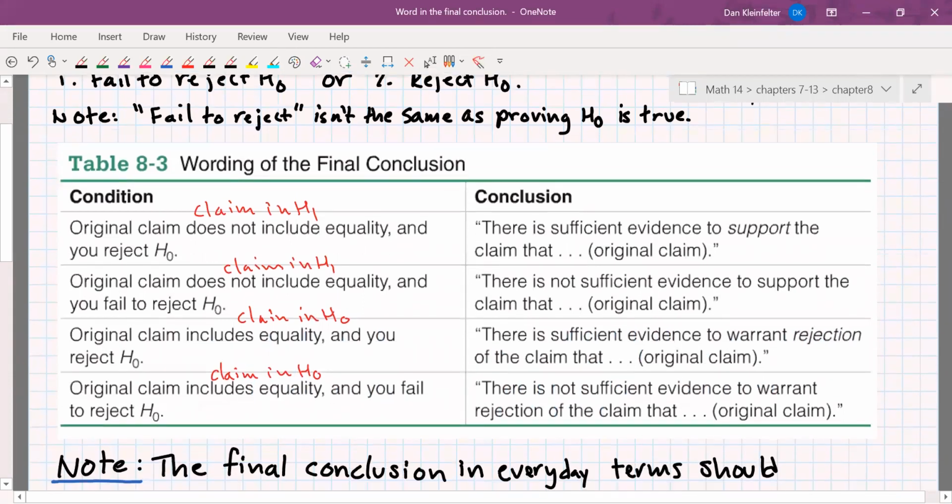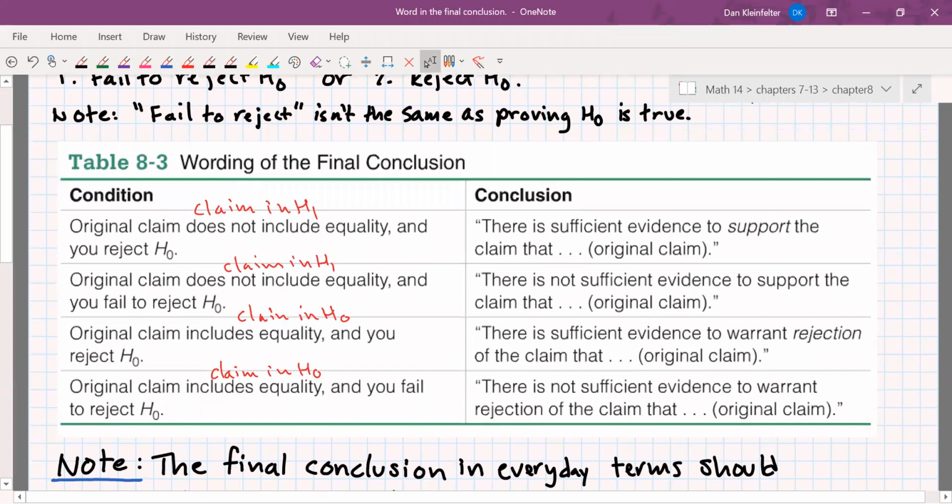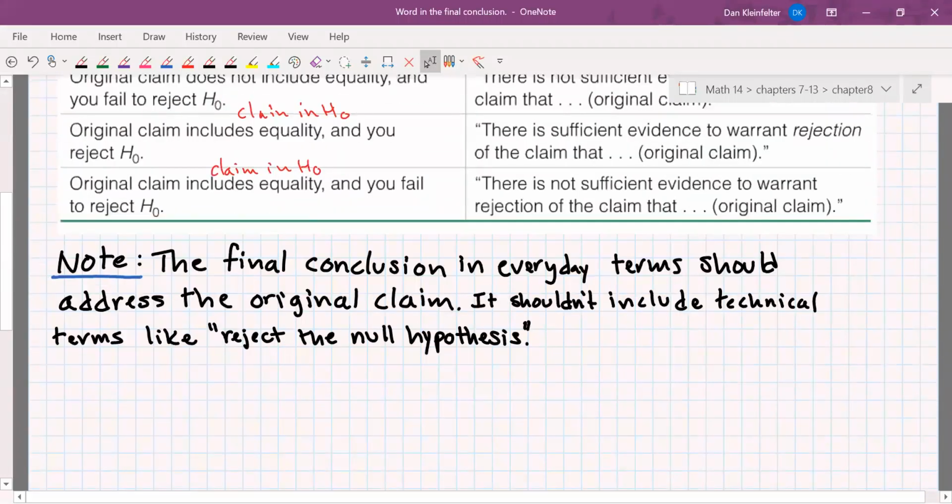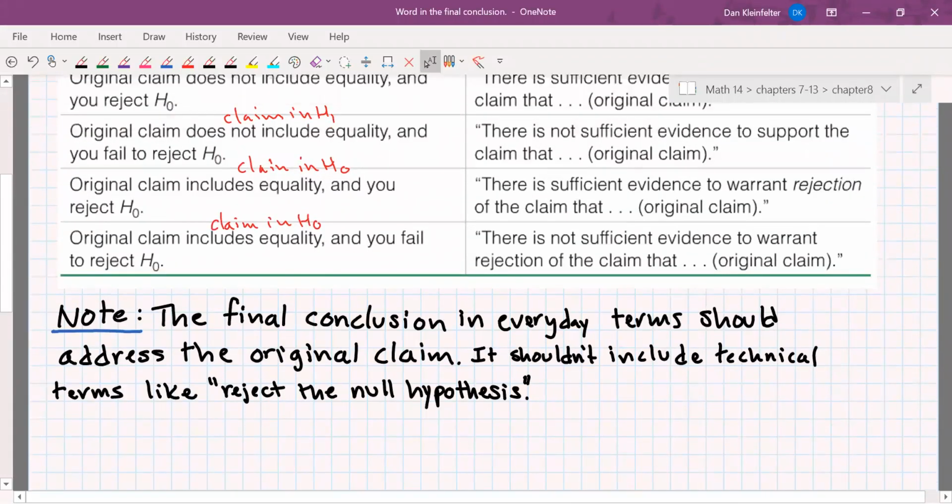So it takes a little time and practice to get used to the wording of that. You just need to think about which hypothesis your claim is in. If it's something that you're trying to support, hopefully you set it up so that the claim is in the alternative hypothesis, but you need to decide which hypothesis contains your claim, and then which way your hypothesis test came out. Did you come out rejecting that null hypothesis, or did you fail to reject it? And then you just word it in kind of everyday language.